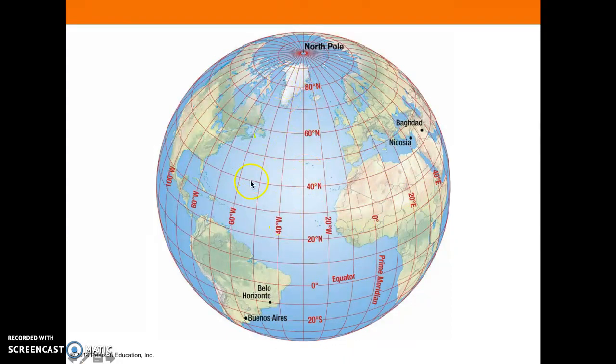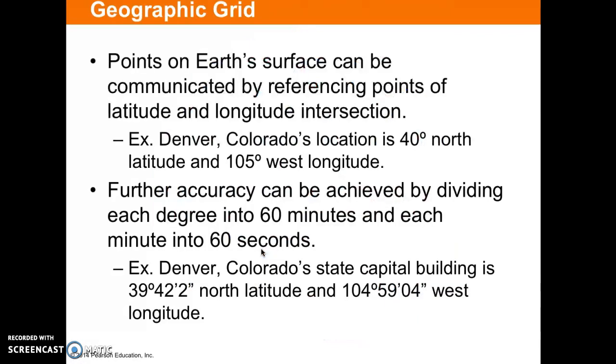You really can use these just like you would use the points on a graph in math class, to find the absolute location of a place. So you can reference these places by saying, for example, Colorado is 40 degrees north latitude and 105 degrees west longitude. When you write out latitude and longitude, you should do north and south first, and then east and west.